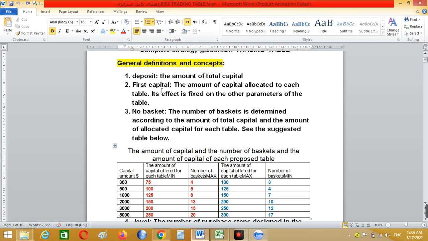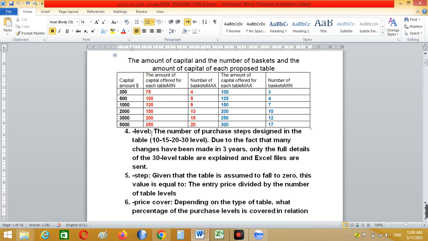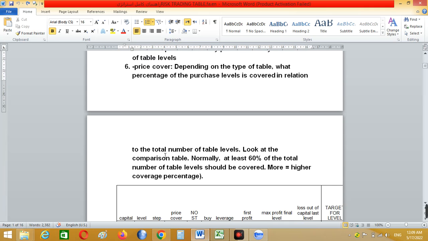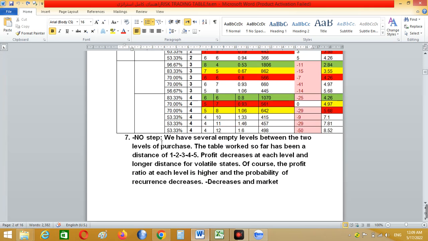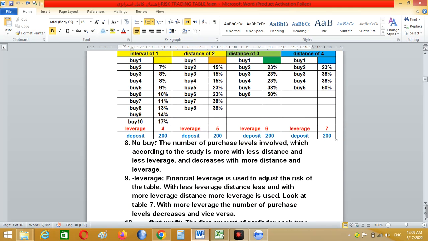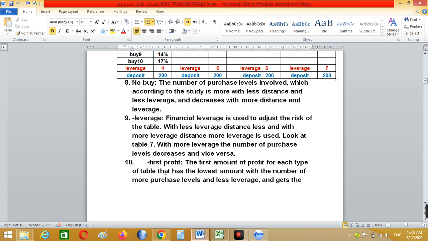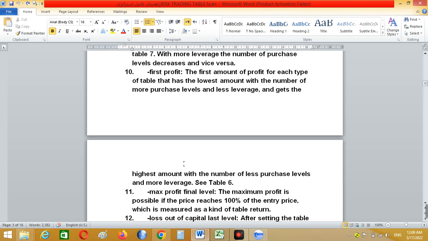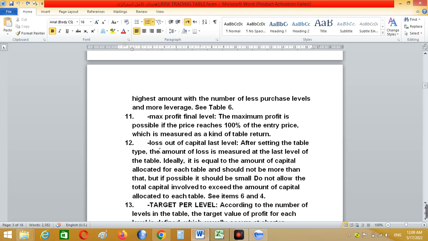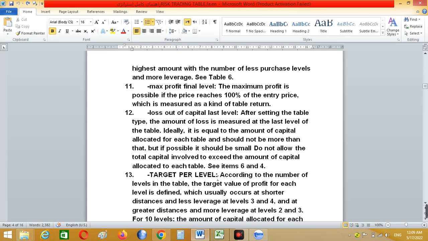Deposit, first capital, number of baskets, level, step, price cover, number of steps, number of buys, leverage, first profit, max profit final level, loss out of capital last level, target per level.